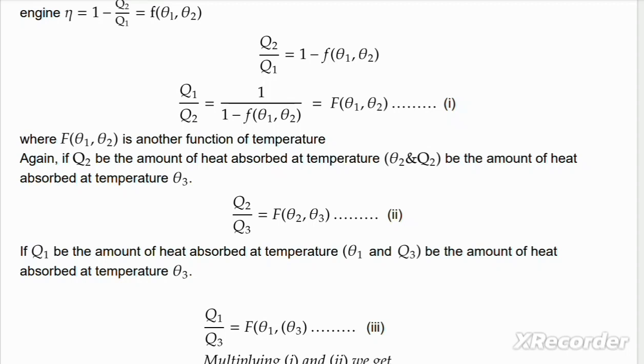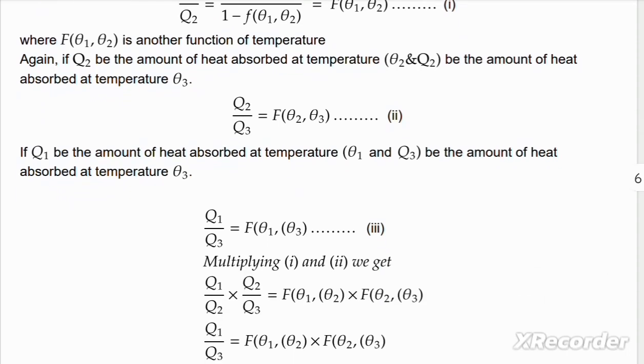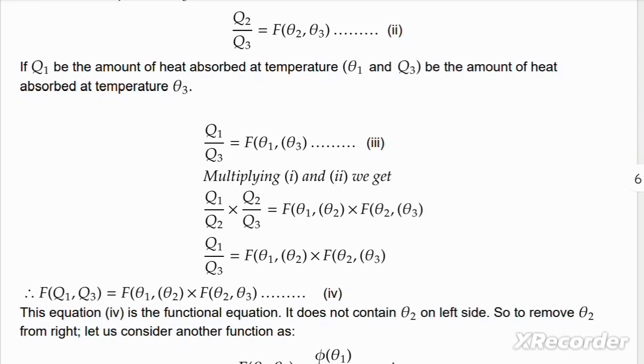Again, if Q2 is the amount of heat absorbed at temperature theta 2 and Q3 is the amount of heat released at temperature theta 3, then Q2 divided by Q3 equals f(theta 2, theta 3). Let this be equation number 2. If Q1 is the amount of heat absorbed at temperature theta 1 and Q3 is the amount of heat released at temperature theta 3, then Q1 divided by Q3 equals f(theta 1, theta 3). Let this be equation number 3.